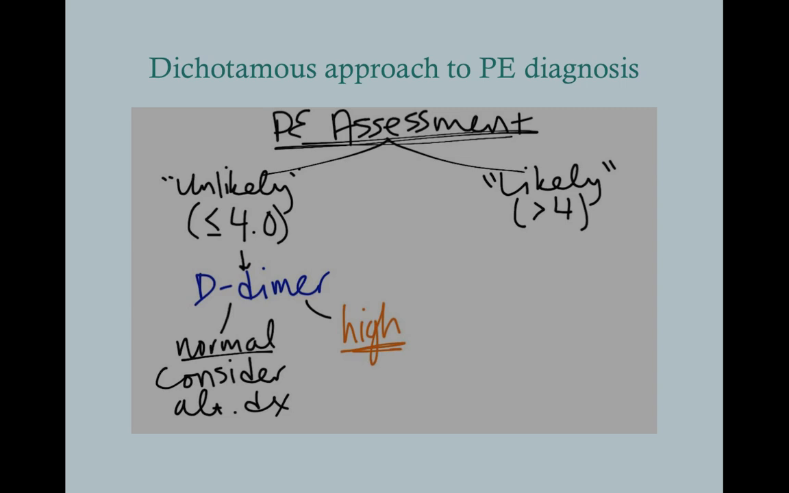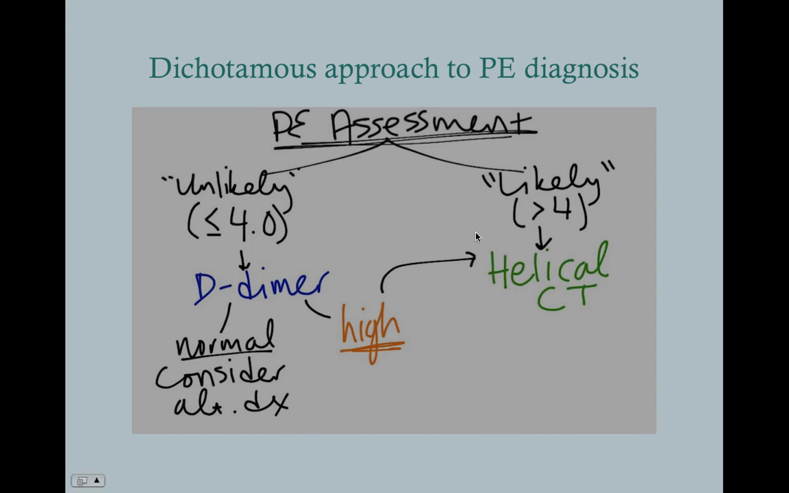If they have a high D-dimer, then you're going to go ahead and get a helical CT. And you're going to get that helical CT just as you would if they were in the likely category. So if they already fell into the likely category by having more than 4 points, you're going to get the helical CT. So the helical CT is if they fall into the likely category or if they have a high D-dimer in the unlikely category.